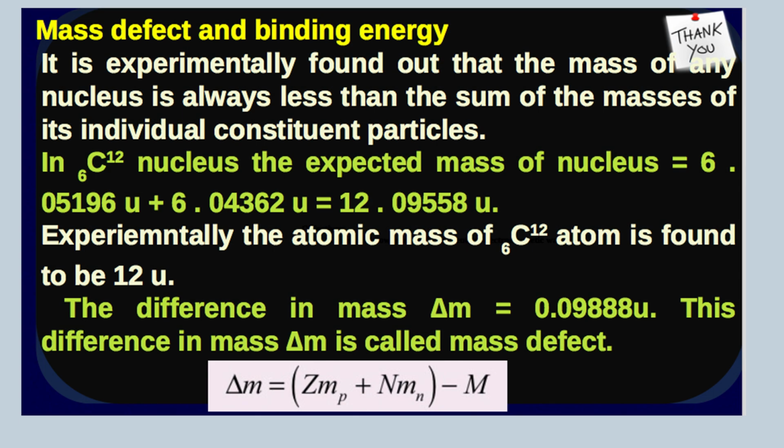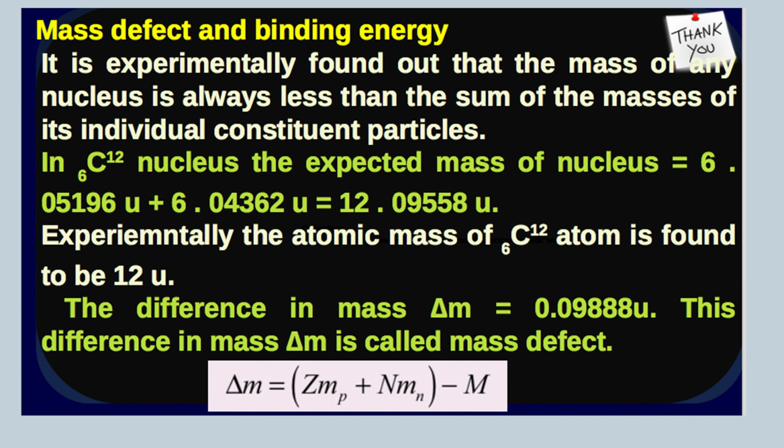Now, let us deal with two more parameters, the mass defect and the binding energy. It is experimentally found that the mass of a nucleus is always less than the sum of the masses of the individual constituent particles. Initially we calculated the total mass as the sum of the masses of the constituent particles, protons and neutrons, but experimentally it is observed that the total mass is less than this sum.